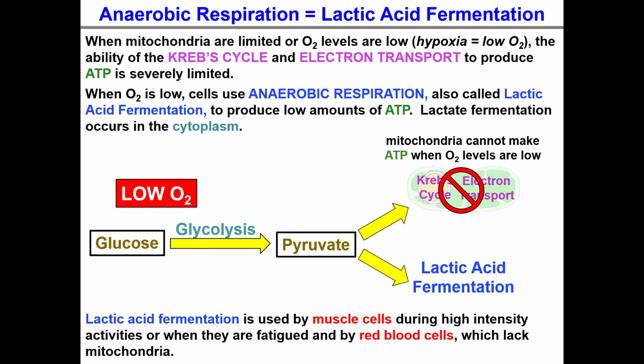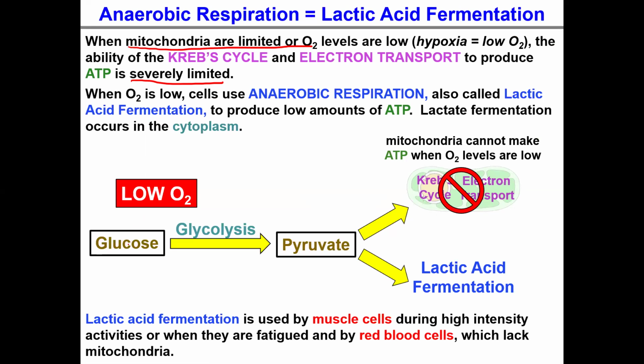So one thing we really need to understand is what's going to happen when we don't have oxygen, or we have low or limited oxygen in the mitochondria. Remember, in glycolysis, we're not utilizing oxygen just yet, but oxygen is going to play an incredibly important part when it comes to producing ATP. So again, when O2 levels are low, hypoxia, remember, low oxygen, the ability of the Krebs cycle and the electron transport chain to produce ATP is going to be severely limited.